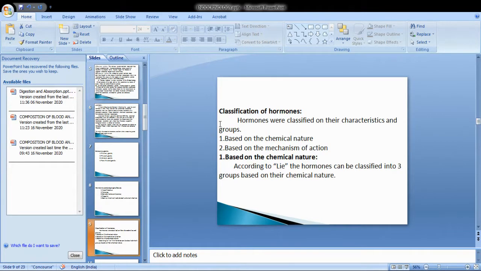Let us know about the classification of hormones. Hormones were classified based on their characteristics and groups: based on the chemical nature and based on the mechanism of action. Let us discuss the classification based on the chemical nature of hormones. The hormones can be classified into three groups based on their chemical nature.